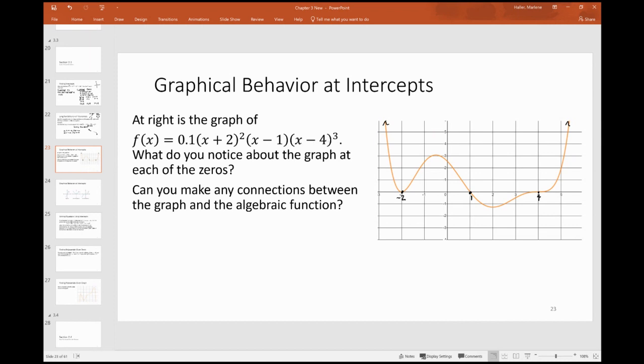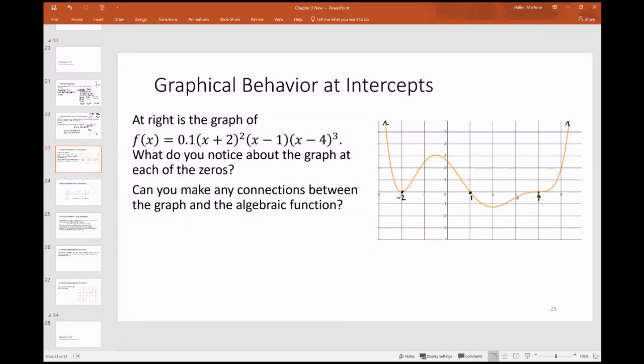All right. So what do you notice about the graph at each of these zeros? What is it doing? Look, at the zero of negative 2, look how the graph comes down, it bounces right off the axis, right? Touches the axis and then heads right back up again. Look at the intercept at 1. The graph crosses right straight over the horizontal axis. No hesitation. Boom, right straight over.